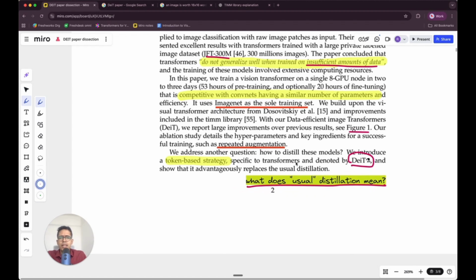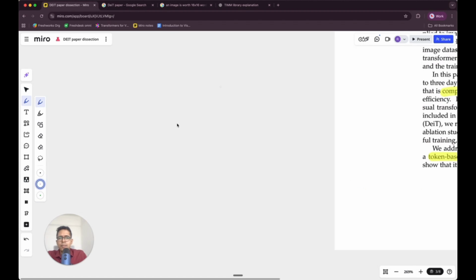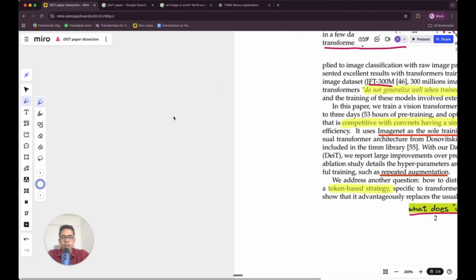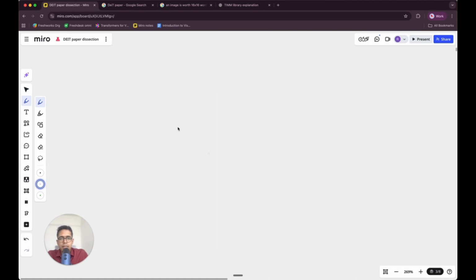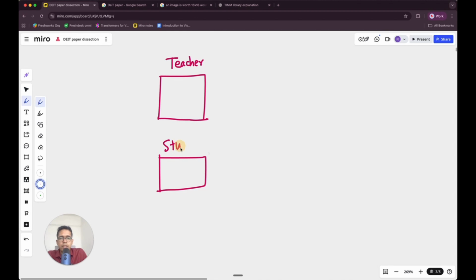So usual distillation is something like this. I had a figure. Let me see if I can find that figure, or perhaps I can just draw here. So usual distillation looks like this. You will have a larger model with more number of parameters, which is the teacher. And this will be pre-trained. Then you will have a smaller model. This is the student, which is not pre-trained. So this is randomly initialized.